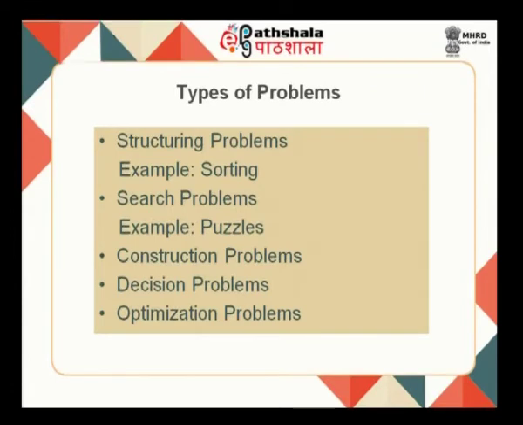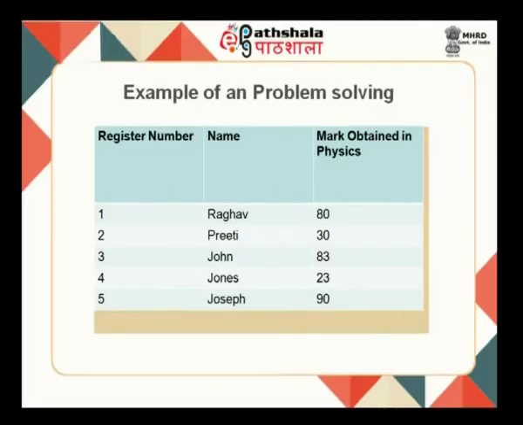Construction problems, where you are trying to construct the solutions in a step by step fashion based on certain requirements. Decision problems, the problems whose output is yes or no based on certain requirements. And finally, optimization problems, where you have an objective function and certain constraints, and based on the constraints you are trying to maximize or minimize the objective function. Let us take one simple example of how algorithms are written.